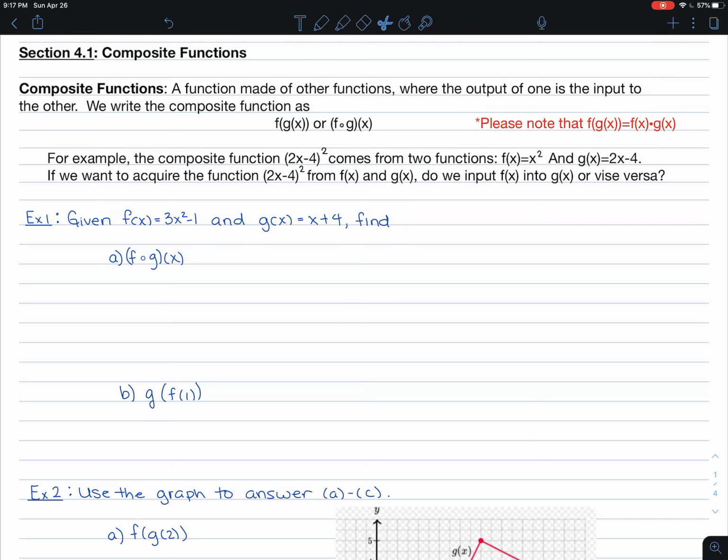Section 4.1, Composite Functions, Part 1. Composite functions are functions that are made of other functions. When we see an example, you'll have a better idea of what I'm talking about. The notation for composite functions is f of g of x.